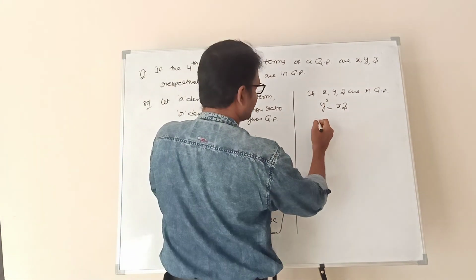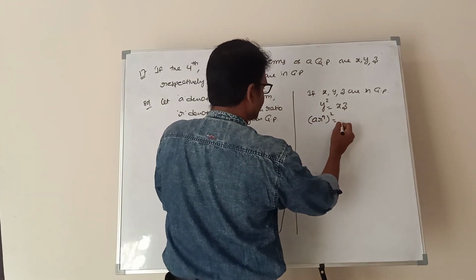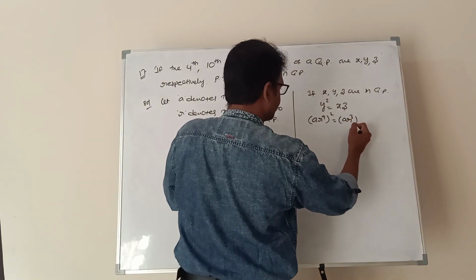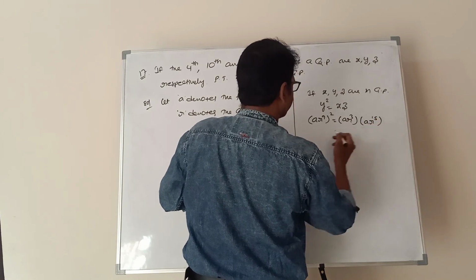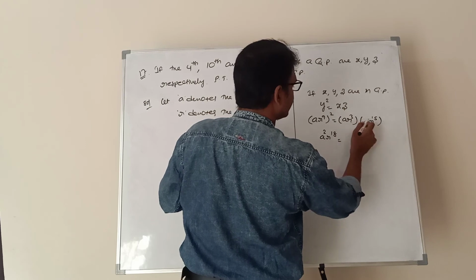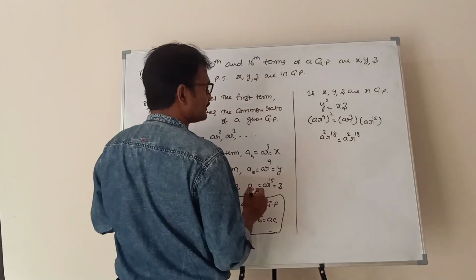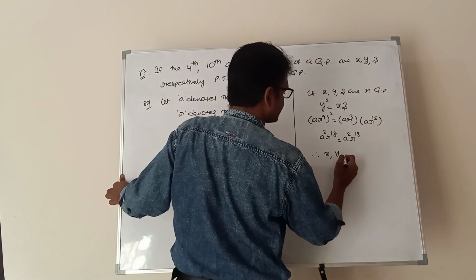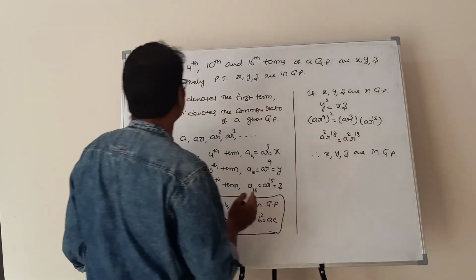Y means A into R power 9, whole square, is equal to X, which means A into R power 3, into Z, which means A into R power 15. So A square into R power 18 is equal to A into A square R power 18. So LHS is equal to RHS. Therefore, x, y, z are in GP.